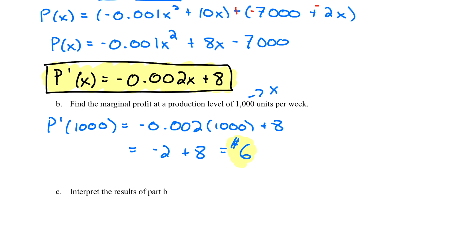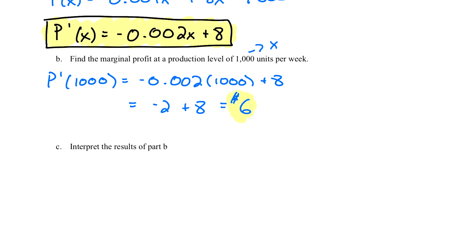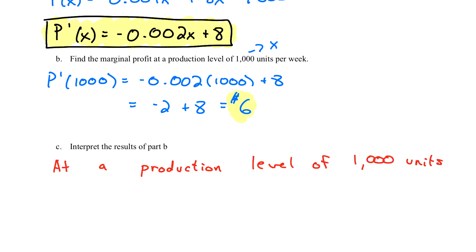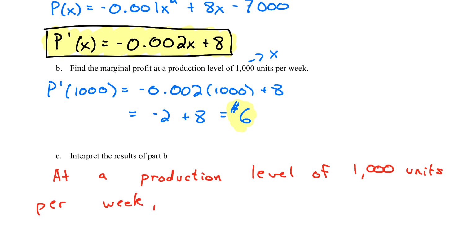So the first thing I like to do when I'm interpreting the results of these problems is talk about our production level, because the marginal profit is going to change based on your X value, based on what value you plug in for X. So we want to make sure that we mention that. So I'm going to start off by saying at a production level of 1,000 units per week, now I'm going to look at what is this $6 telling me.